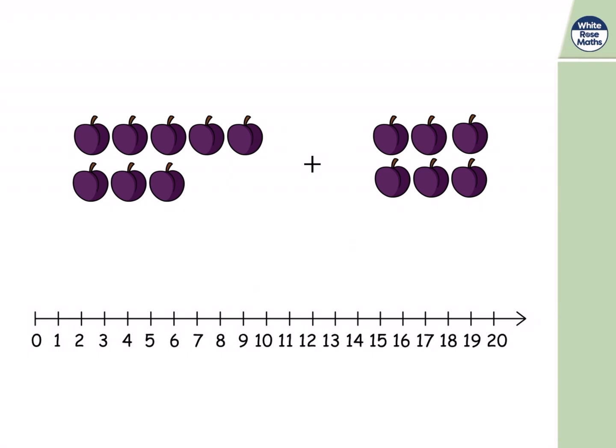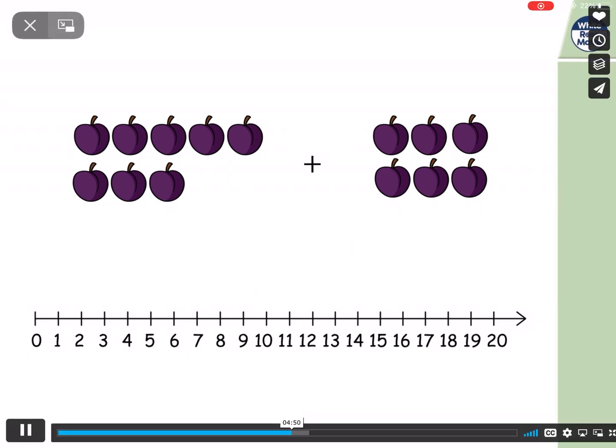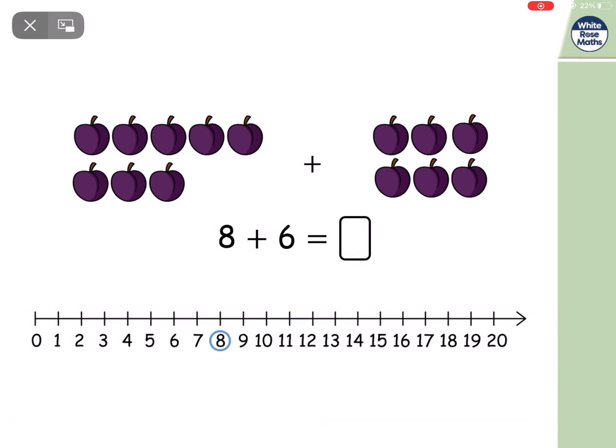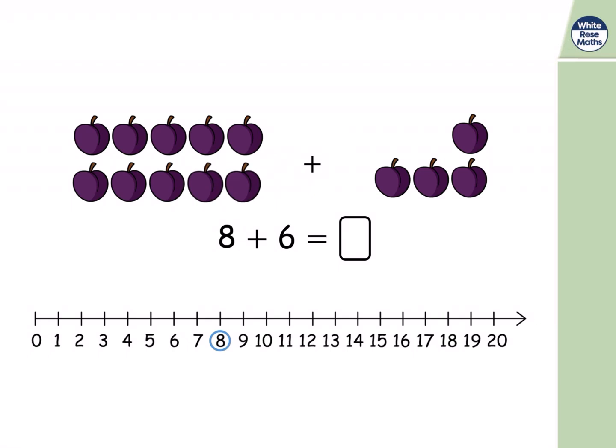When we looked at addition, we were always trying to make 10. So here I've got 8 plus 6. And I'm going to take 2 of the plums from the 6 to make 10. On the number line, I've done a jump of 2 to get to 10. And now I've got 4 plums left over. I'm doing a jump of 4 to get to 14. It's exactly the same with subtraction.